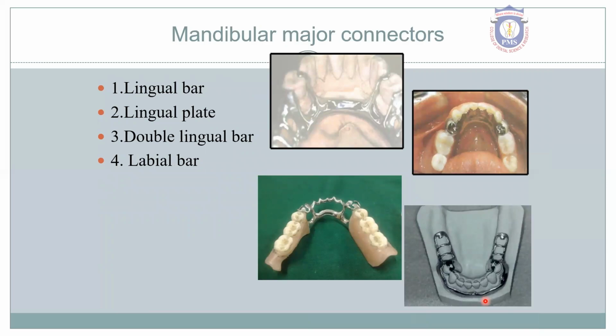This lecture is on mandibular major connectors. So we have 4 types of mandibular major connectors. One is the lingual bar. Next one is a lingual plate. The third one is a double lingual bar. And the fourth one is a labial bar.